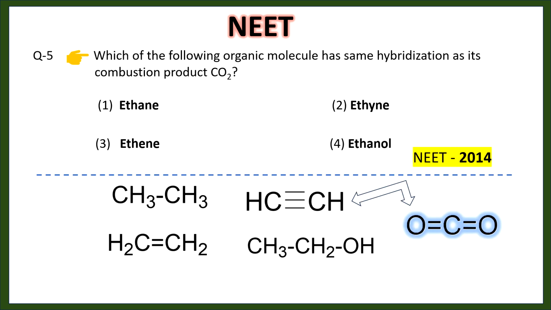Now question number 5. Which of the following organic molecules has the same hybridization as its combustion product, that is CO2? These are the options given. Now let's see the combustion product CO2. This is linear, and the carbon is attached with 2 double bonds, that means sp hybridization. We could draw ethane CH3CH3, ethyne CH triple bond CH, ethene CH2 double bond CH2, and ethanol. Now this one is comparable because it also has a triple bond, means sp hybridization for all carbons. So the correct option here is ethyne.